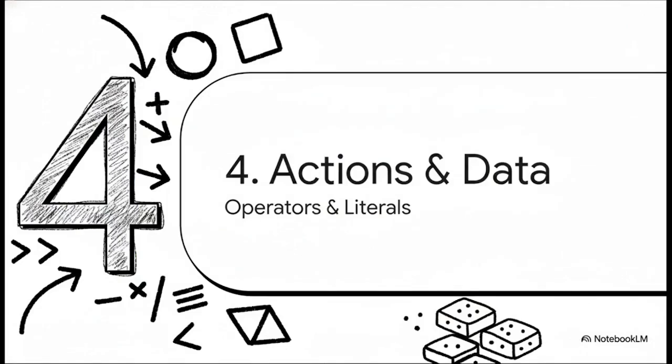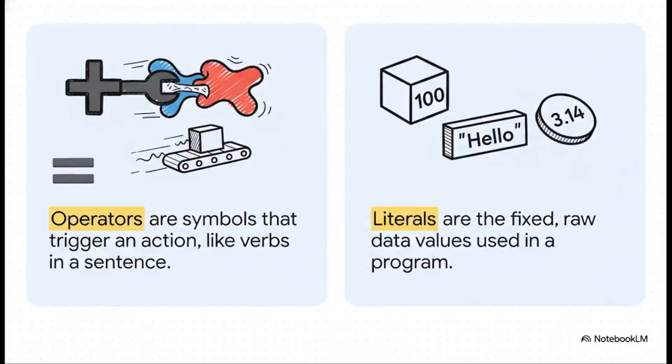All right, next on our list, operators and literals. These two token types are like a team. They represent the actions and the actual data in your code. An operator is a symbol that tells the computer to do something. It's like the verb in a sentence. Think addition, subtraction, or assignment. A literal, on the other hand, is the raw data itself, the actual number 100, or the text, hello player.